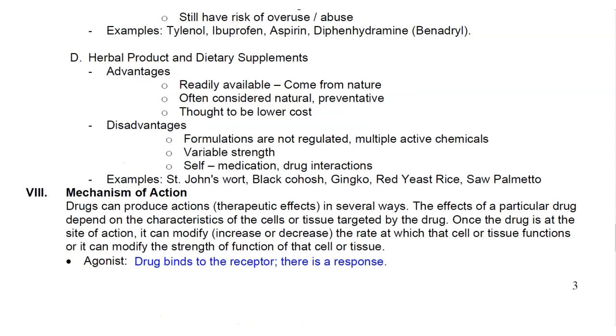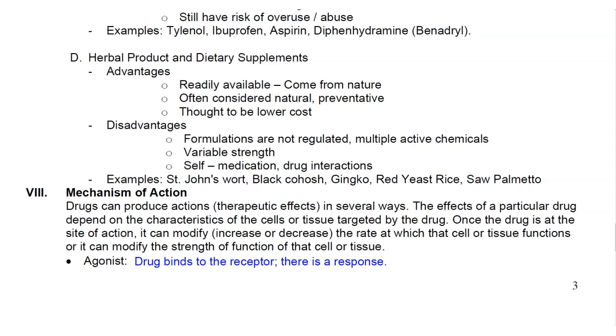Herbal products and dietary supplements. So again, these are very similar to your over-the-counter medication, except these are not necessarily FDA approved for certain uses. So there are advantages and disadvantages for herbal products or dietary supplements. Advantages would include being readily available. It comes usually from nature, right? So they're usually from herbs, from some plants, from extracts and whatnot. It's often considered natural and preventative.